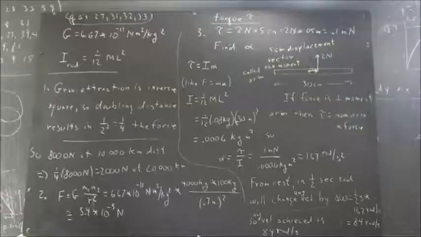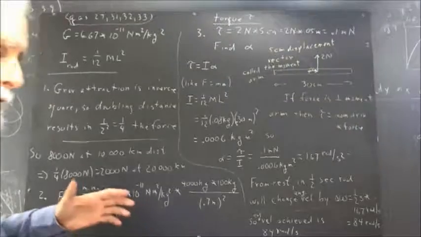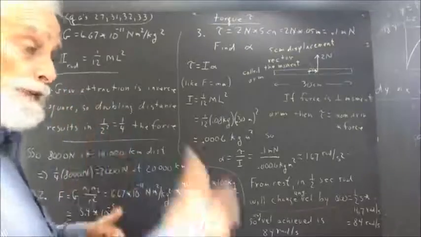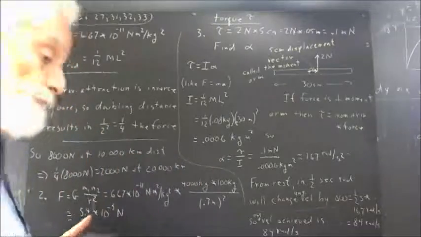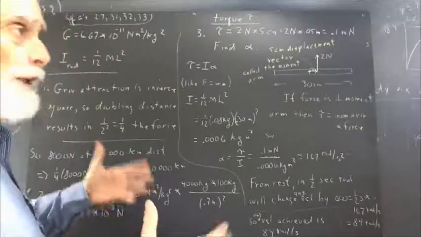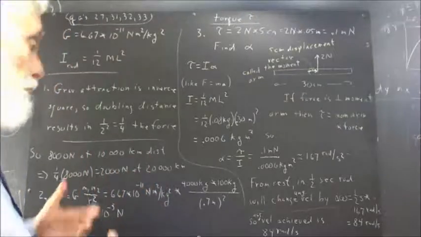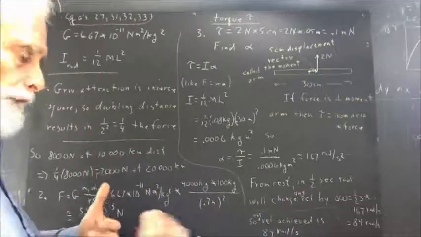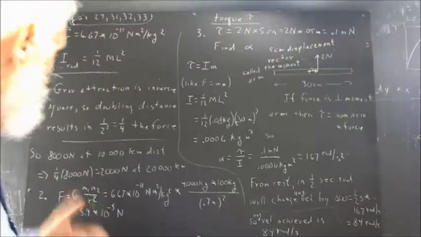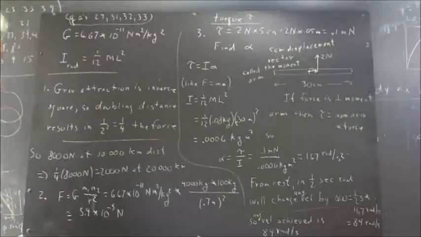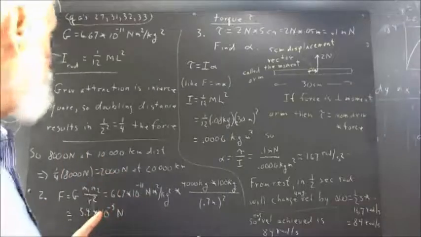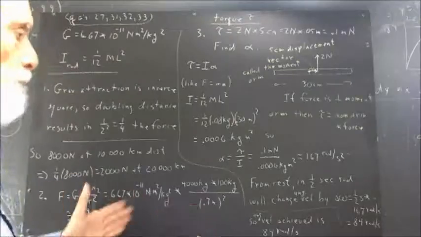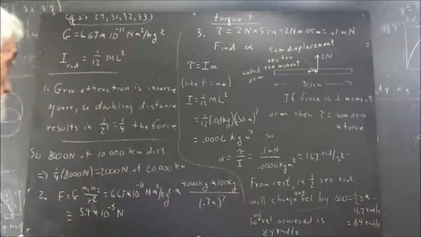The first question basically asked: you've got a satellite at a distance of 10,000 kilometers from the center of the Earth, and you're given the force exerted on that satellite by the gravitational attraction due to the Earth, and actually more appropriately the gravitational attraction between the two objects, because the object also pulls on the Earth with an equal and opposite force.